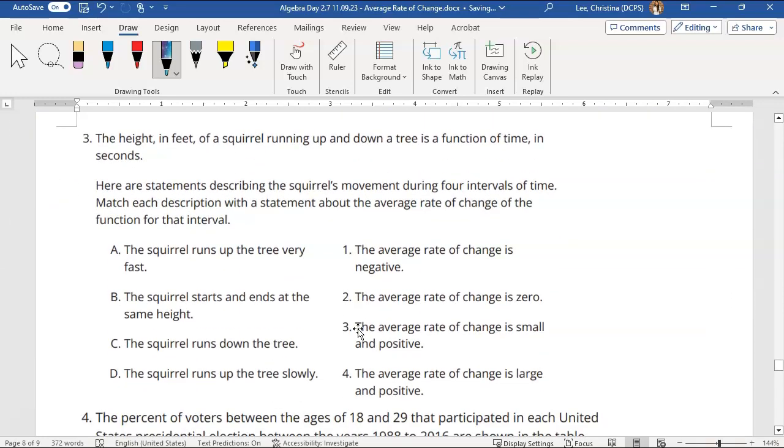All right, the height in feet of a squirrel, we got another squirrel running up and down a tree, is a function of time in seconds. Here are statements describing the squirrel's movement during 4 intervals of time. Match each description with a statement about the average rate of change of the function for that interval.